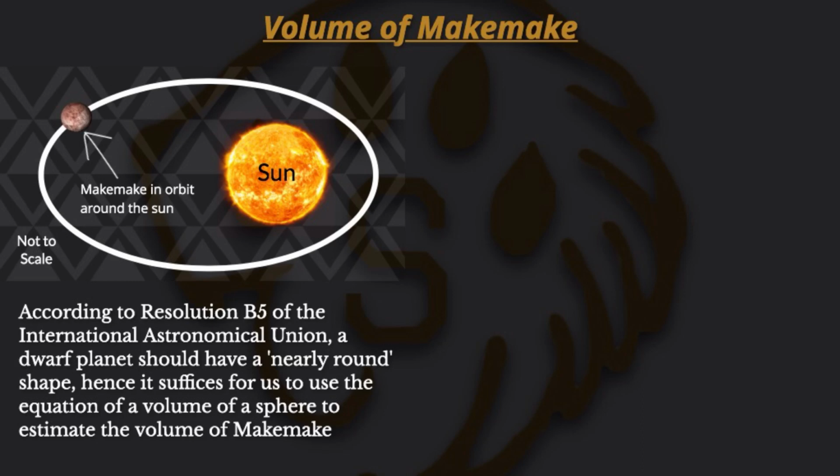So let us look at the note at the bottom left. According to resolution B5 of the International Astronomical Union, a dwarf planet should have a nearly round shape, which is basically a perfect sphere. Hence, it suffices for us to use the equation of the volume of a sphere to estimate the value for Makemake. Like we are going to see in the calculations, we already have a value of the diameter of Makemake and the radius of Makemake, which we can use in the calculation of the volume because of this resolution, or basically this assumption.